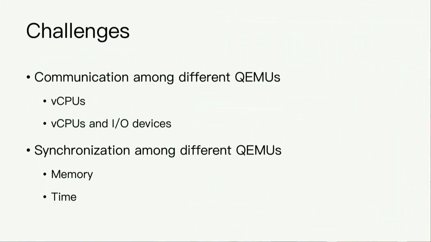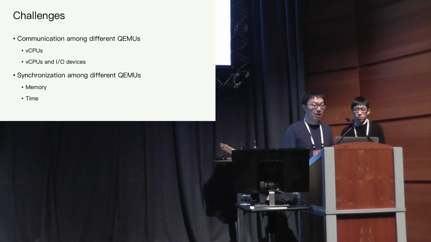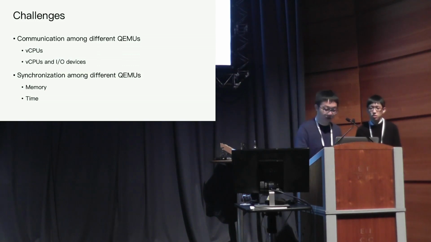But there are some challenges in building distributed QEMU. The first one is how to implement the communications between vCPUs and I/O devices on different machines. The next one is how to keep synchronization of memory and time among different machines, since the guest OS is now running in a distributed environment. We will show the solutions to those challenges.